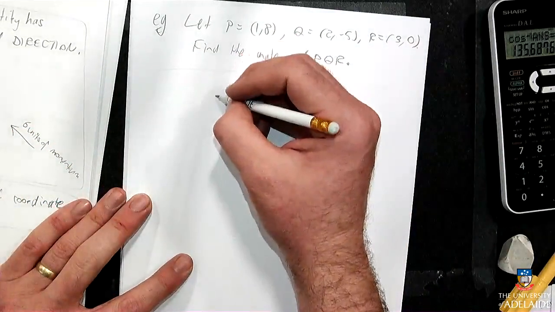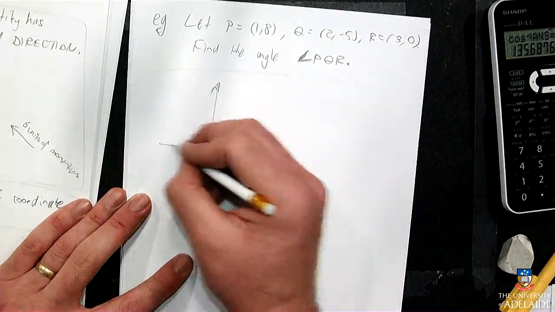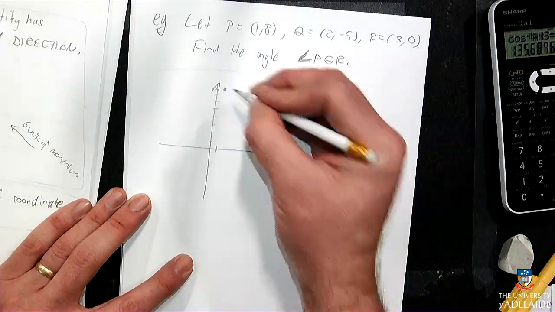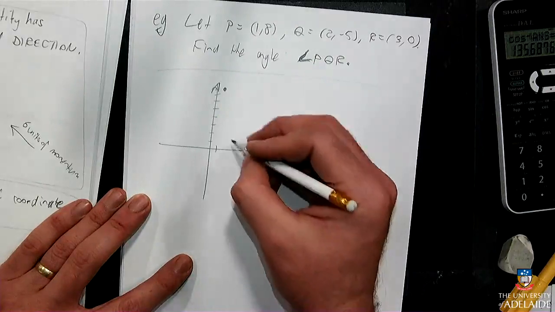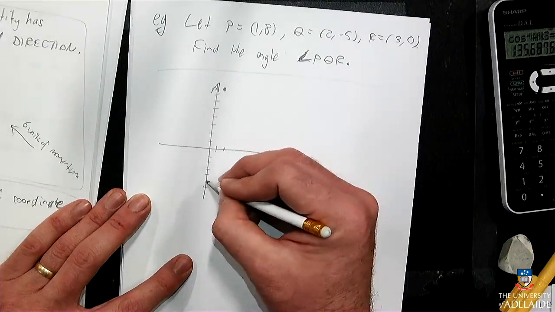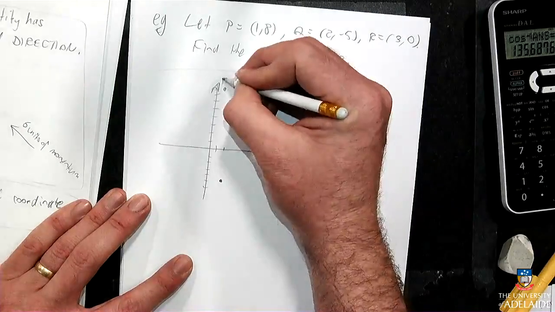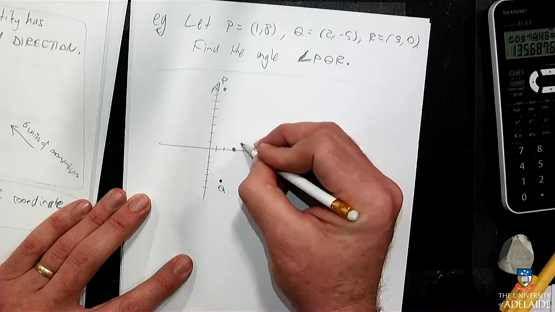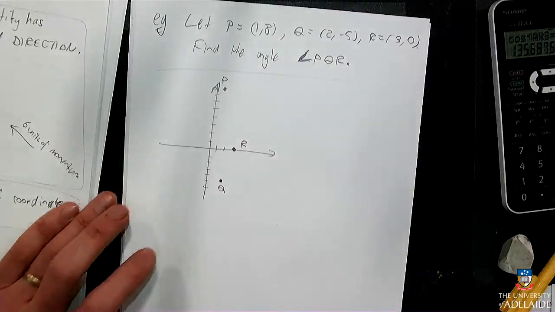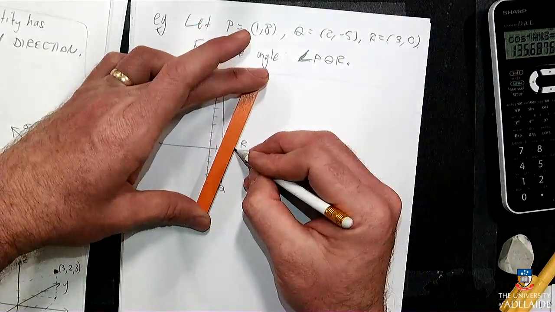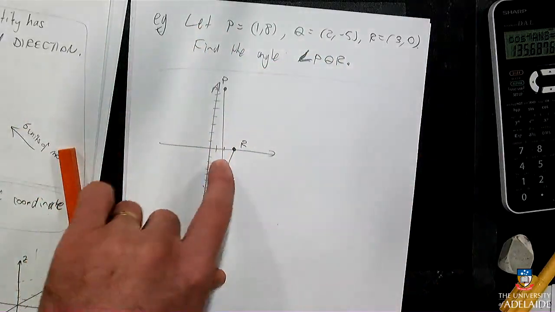I'm just going to draw the picture. 1, 2, 3, 4, 5, 6, 7, 8. So there's (1, 8). (2, -5), oh wow, 1, 2, 3, 4, 5. It's at 5, about there. And R is (3, 0). That's there. A ruler wouldn't be the worst thing. So that's the angle I want there.